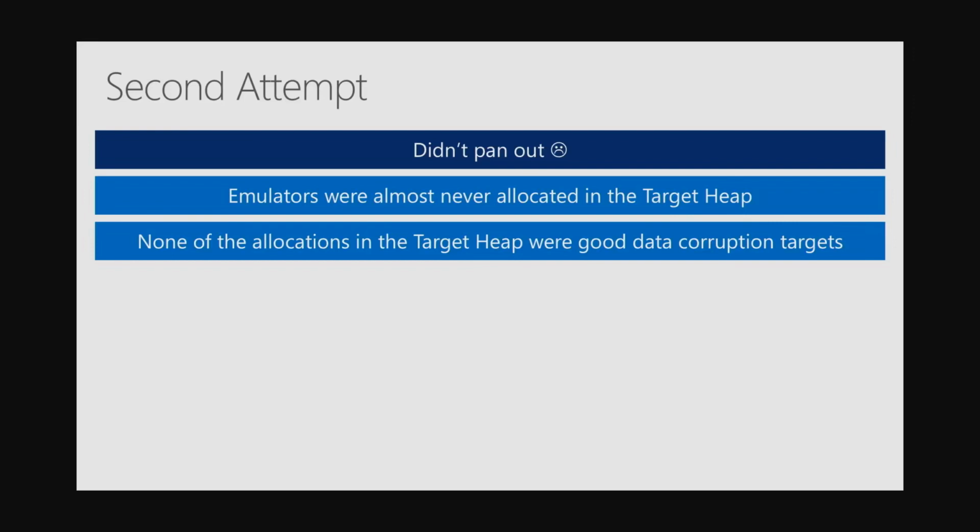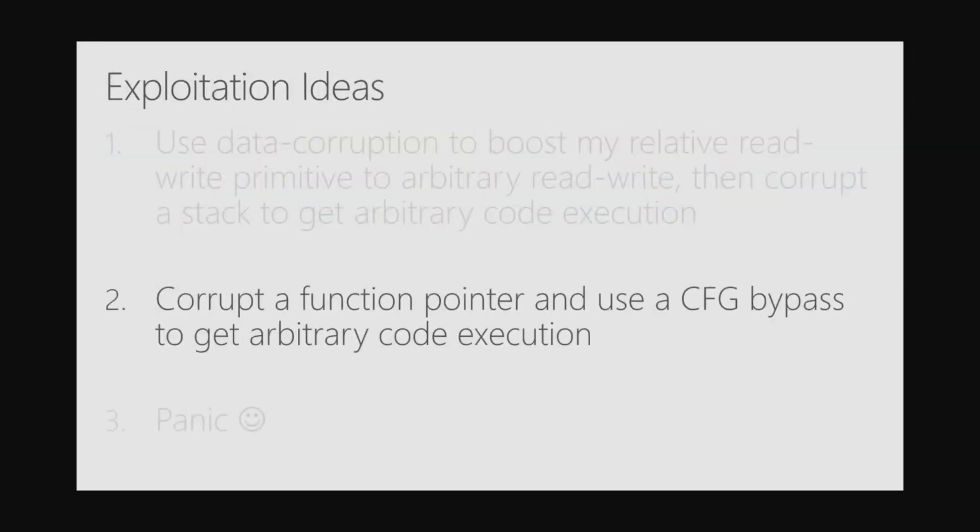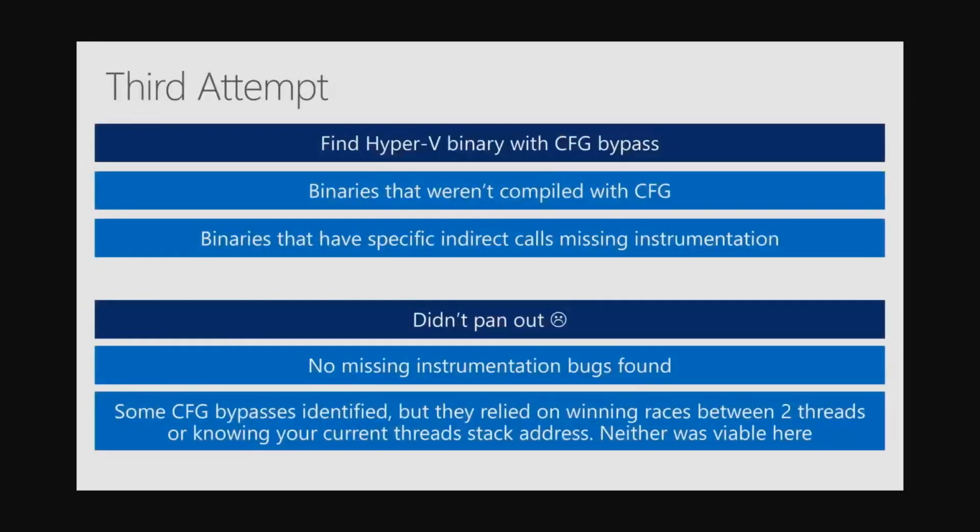Okay, so I ended up moving on. This didn't seem like it was going to work, so I figured that rather than do a data corruption, I was probably going to have to confront control flow guard. But I figured maybe that would be easy. Maybe what I could do is look at all the binaries that get loaded into the worker process, and find a binary that was not compiled with control flow guard at all. If that was the case, then it would have a whole bunch of unprotected indirect calls. So that would make it hopefully pretty easy for me to bypass CFG. But I did not find any binaries that were not compiled with control flow guard.